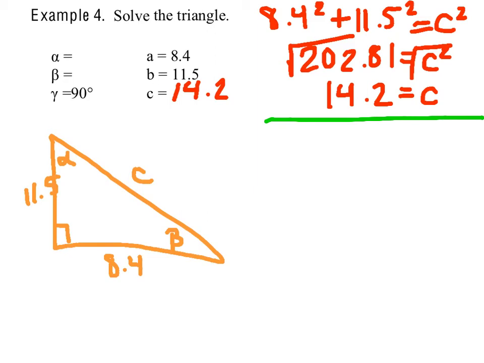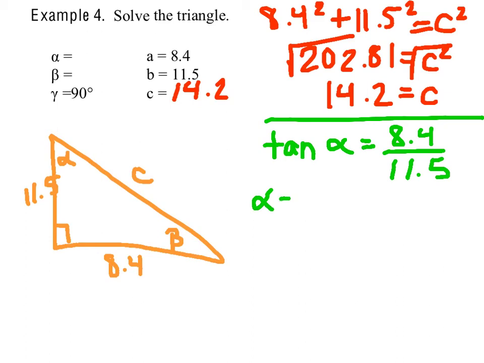So opposite over adjacent tells me I'm going to use the tangent function. So it's going to be the tangent of alpha equals 8.4 over 11.5. Now, in this case, we're solving for an angle. Since we're solving for an angle, to undo the tangent, we're going to take the inverse of both sides. So you have to do second tan in your calculator, parentheses 8.4 divided by 11.5.